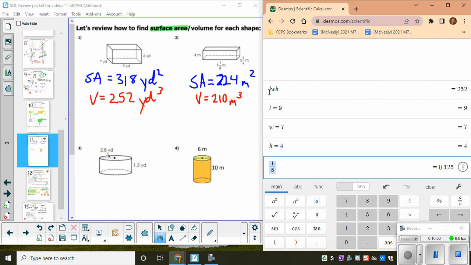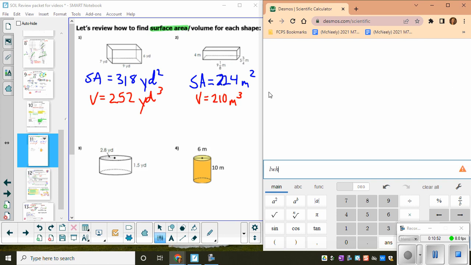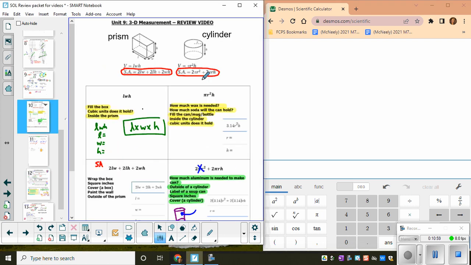All right, so now I'm just going to clear out Desmos. And this time, let's start again with surface area, and we're going to look at cylinders. So in case you forget, you'll always have your formula sheet.